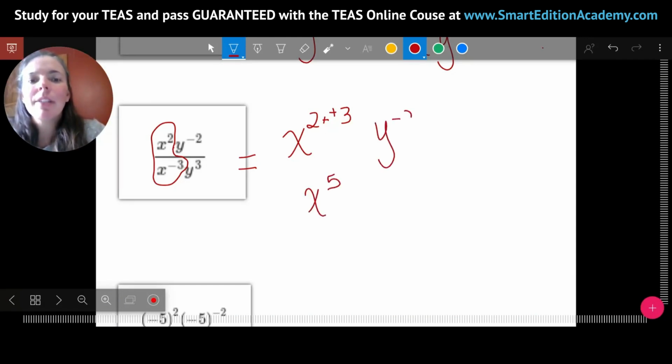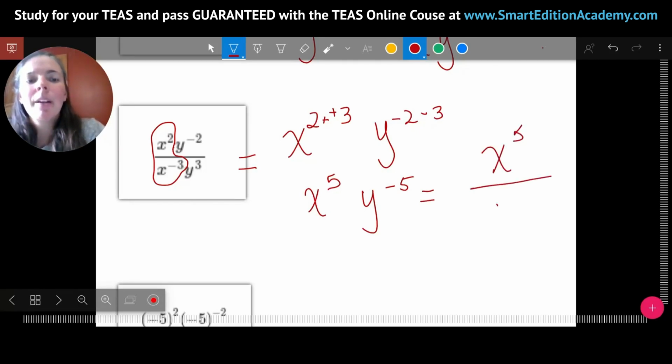And then I have y to the negative second minus 3, which would be y to the negative 5th. And then if I want to make that exponent positive, the x to the 5th can stay on top. We don't need to move that. But y to the negative 5th, we push that to the bottom to make it positive.